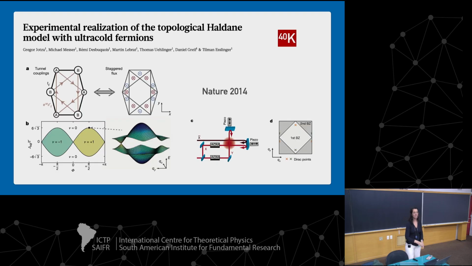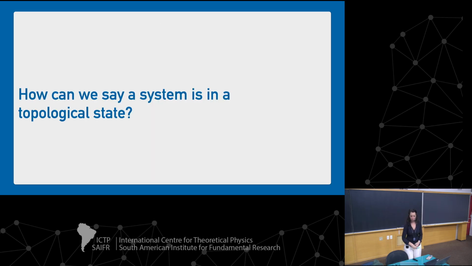And in 2015, this same model was realized by the group of Tilman Esslinger with optical lattices. This is a super, super cool experiment where they see exactly the diagram that Haldane has proposed. So I'm not sure this is the first topological study with cold atoms, but I think it's the coolest. So I've chosen to show this one.